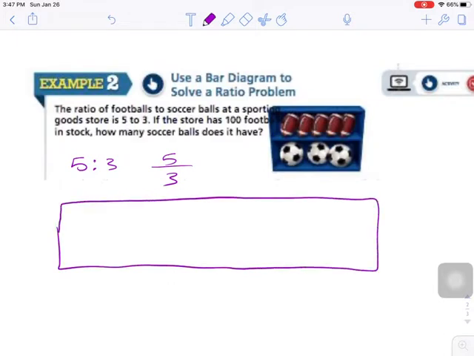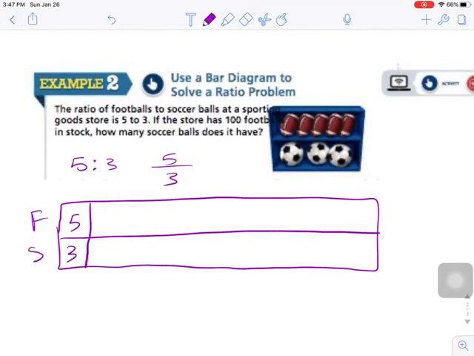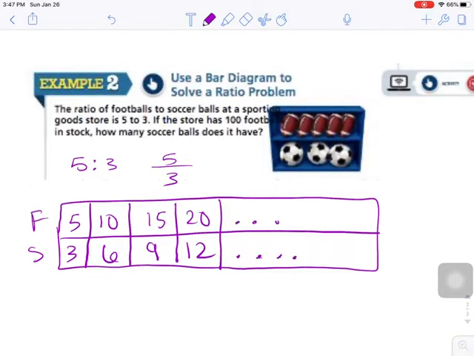I drew a little table for us. What this is saying is for footballs, we have 5, and for soccer balls, we have 3. One way that you could do this is you could go ahead and count up. With 5, we're counting by 5s, and with the 3s, we're counting by 3s: 3, 6, 9, 12. We could literally go all the way up until we get to 100.